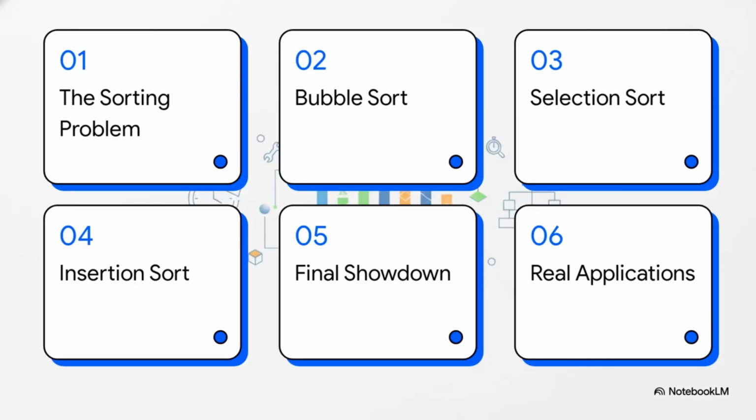All right, here's our fast-paced game plan for today. 1. The sorting problem. 2. Bubble sort. 3. Selection sort. 4. Insertion sort. 5. Complexity, stability, and showdown. And 6. Interviews and real applications. Let's get right into it.